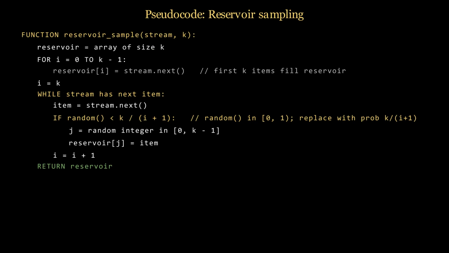We define reservoir sample of stream and k. We create an array of size k and fill it with the first k items from the stream. Then we set i to k, and while the stream has more items we get the next item. If a random number is less than k over i plus 1, we pick a random slot j from 0 to k minus 1 and overwrite reservoir of j with the item. We increment i and repeat. Finally we return the reservoir.